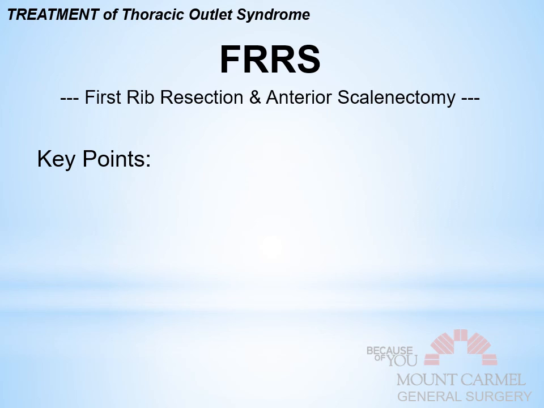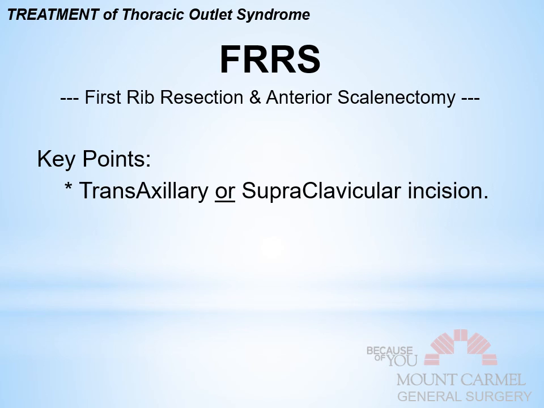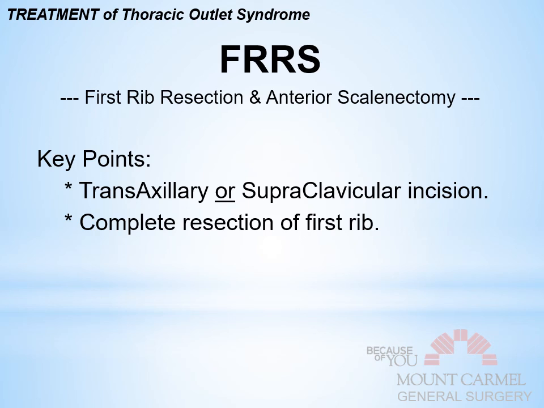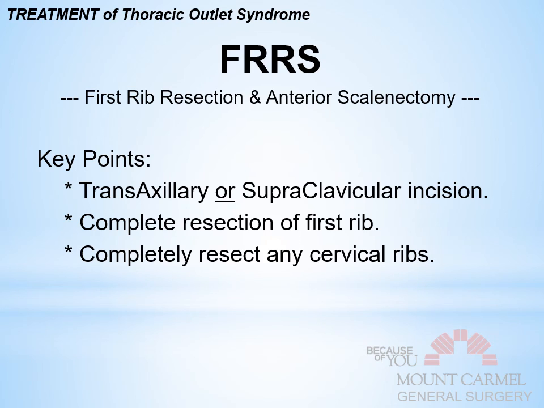And of course, you can look the procedure up online or in the books or whatever you want to do. But at the end of the day, I'll just give you the key points. I think, frankly, this will get you a long way. There's 2 approaches, a transaxillary or a supraclavicular incision. You have to completely resect the first rib, okay? So that's a key point. If you can remember, half the first rib is half-assing or something like that, because you're supposed to take the whole first rib, okay?